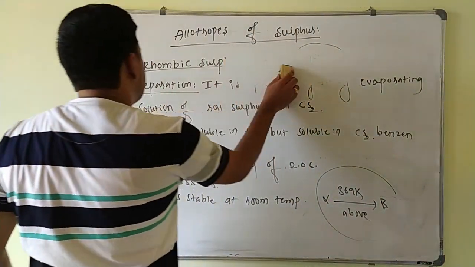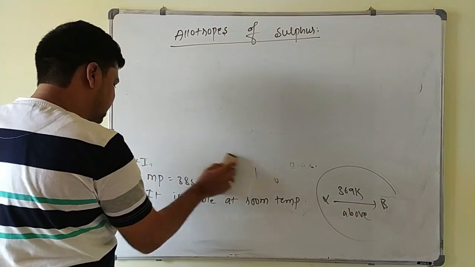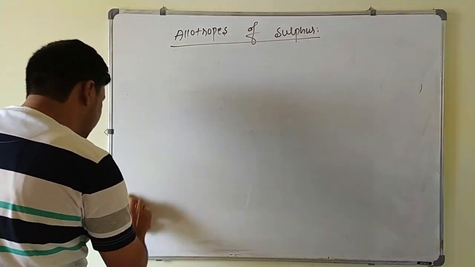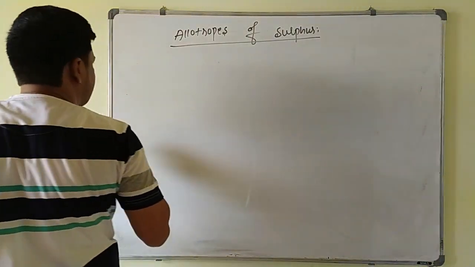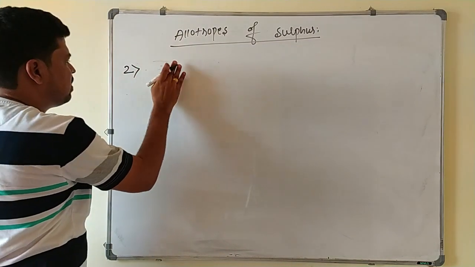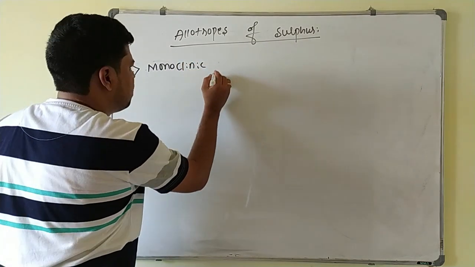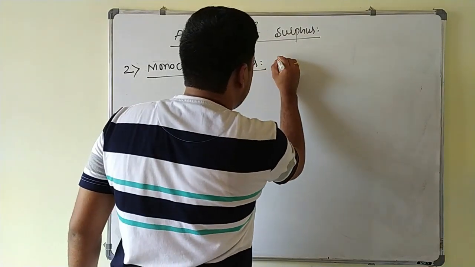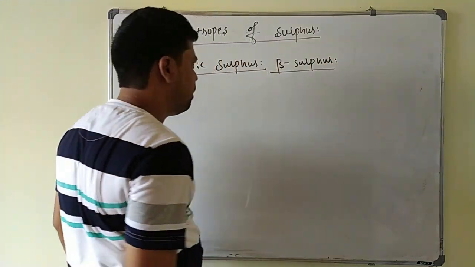So monoclinic sulfur is prepared from the rhombic sulfur. Rhombic sulfur is just heated in a china dish and that molten sulfur is allowed to cool. After cooling, the crystals of beta sulfur are formed here. So I will write the second one, that will be monoclinic sulfur. This monoclinic sulfur is also called as what here? Beta sulfur. This is called as beta sulfur.